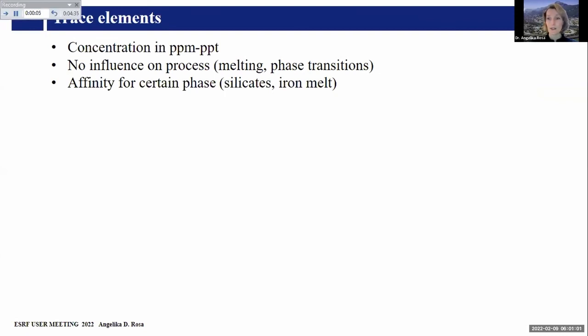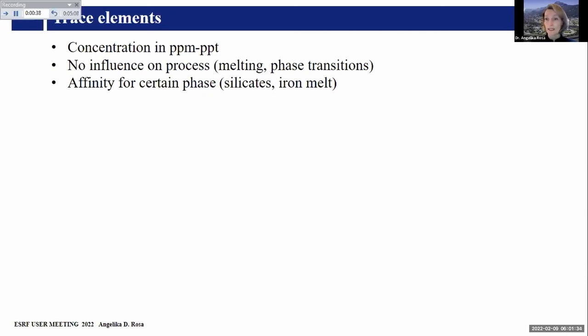Trace elements in geoscience are elements that occur at high dilutions, in the ppm to ppt range. That means one atom per millions of other atoms. These highly diluted elements have no influence on processes such as melting, phase transitions, or on the property of the material. However, these elements have a high affinity, due to their electronic structure, to certain phases that can be, for example, an oxide, a silicate, or an iron melt.